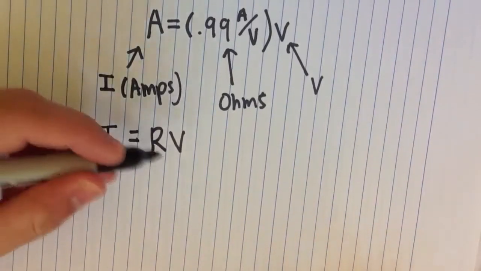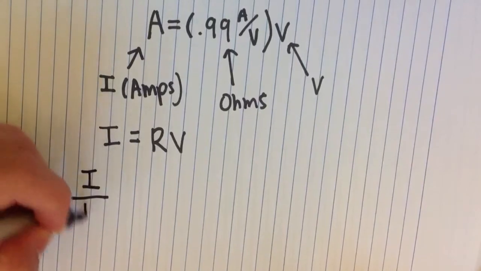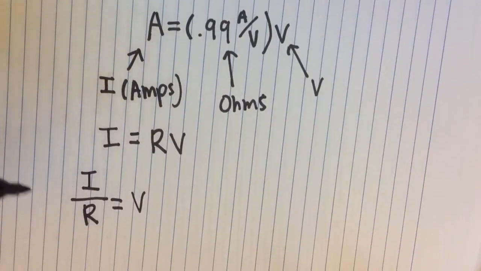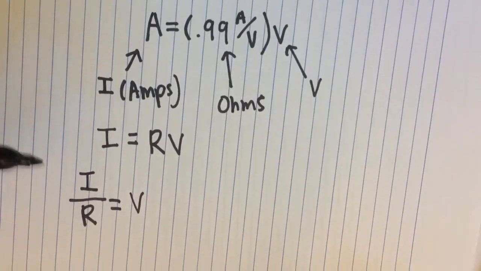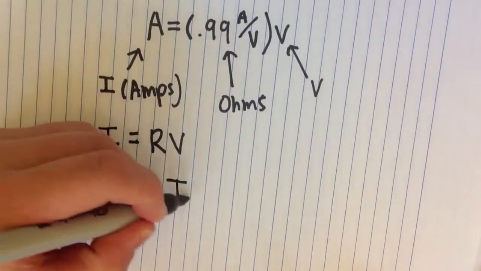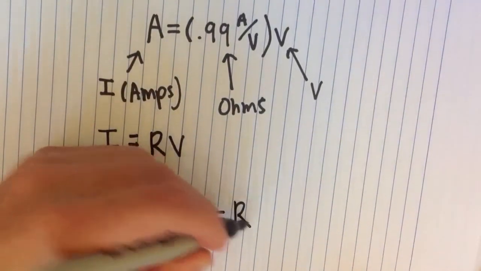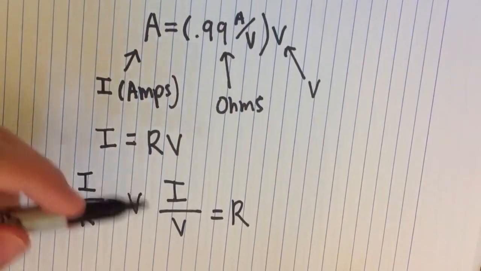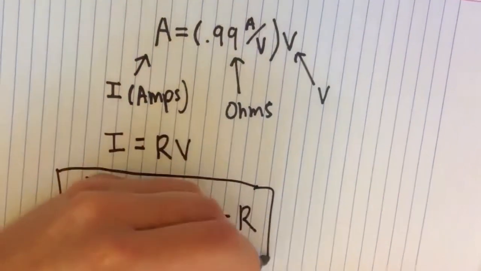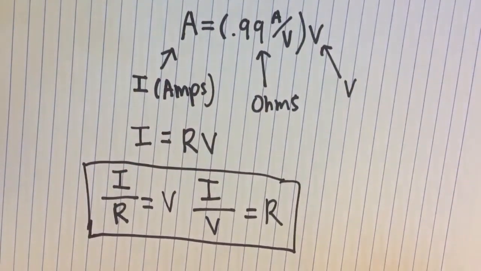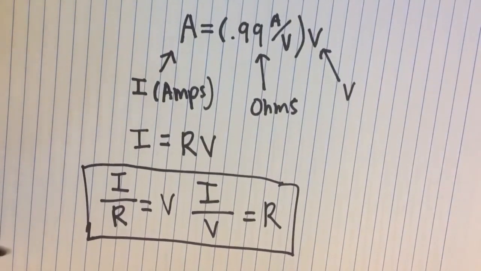We can find what V is going to be by dividing across R. So voltage is equal to the current divided by the resistance. And we can also just find R by dividing both sides by the voltage. So we find that the resistance is going to be equal to the current divided by the voltage. And this right here is really why Ohm's law is the most significant mathematical relationship between the resistance, the current, and the voltage.